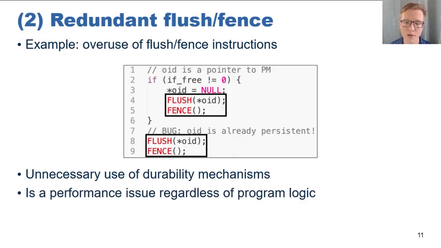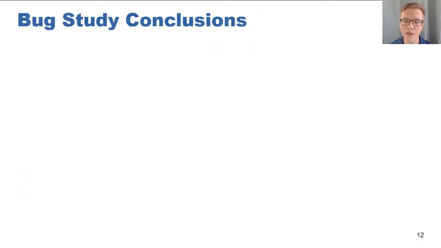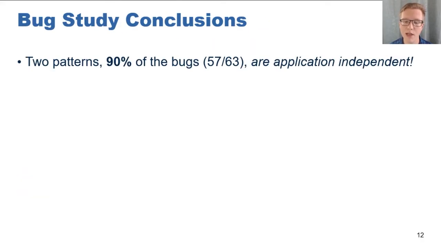Furthermore, these redundant instructions are a potential performance issue regardless of application semantics, and can occur in a variety of applications. We note that this pattern is the second largest class of bugs in our survey, comprising 11% of the bugs we surveyed. To summarize, we find that 90% of the bugs have one of two application-independent patterns of persistent memory bugs. This allows us to create automatic detection mechanisms which don't have to be tailored to specific applications.